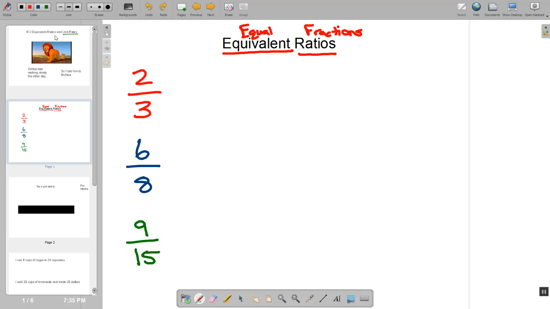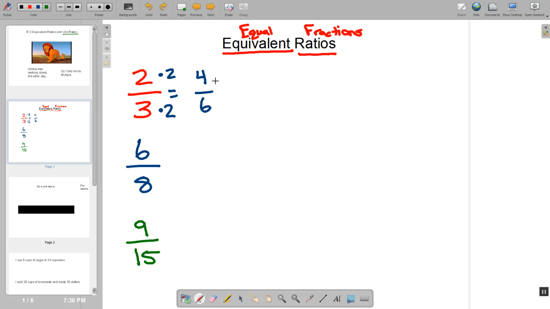If we look at the top fraction, we currently have 2/3. In order to find equivalent ratios, we need to find a number that we can multiply the numerator and denominator by to make a fraction that is equivalent to the fraction we started with. So for example, if I multiplied the numerator and denominator by 2, I would get the fraction 4/6.